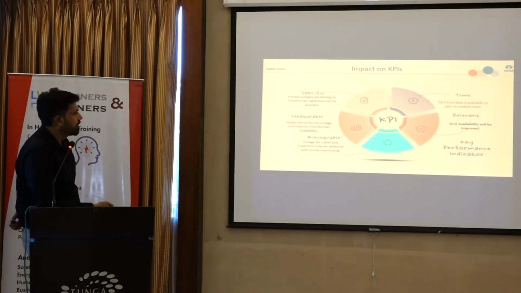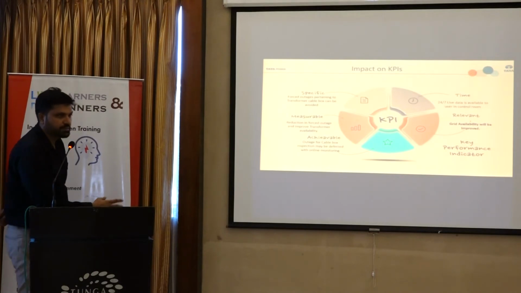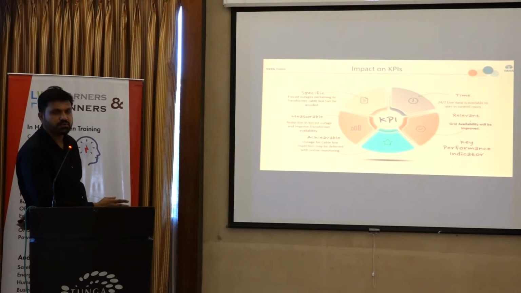Achievable: outage for cable box inspection may be deferred with online monitoring. Purposely for this cable box inspection, we don't have to take outages. 24/7 live data is available in the user control room, and grid availability will be improved because of this.